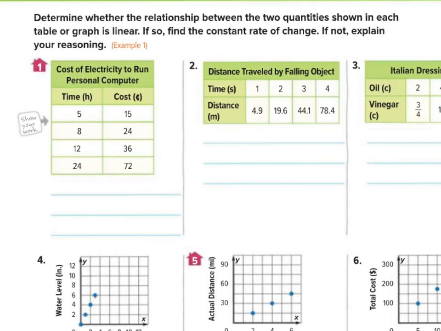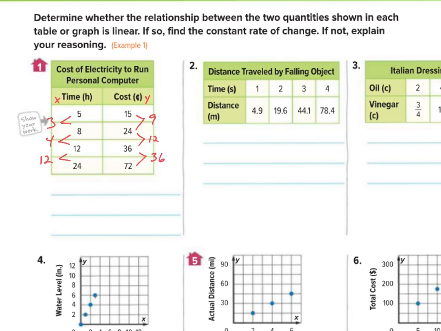So to calculate this, I look at my change in time, which is the x variable. So 5 to 8 is 3, 8 to 12 is 4, 12 to 24 is 12. And then I look at my change in cost. 15 to 24 is 9, 24 to 36 is 12, and 36 to 72 is 36.